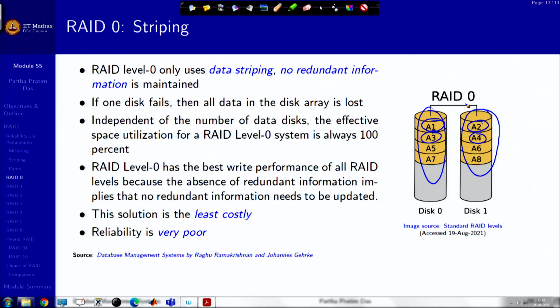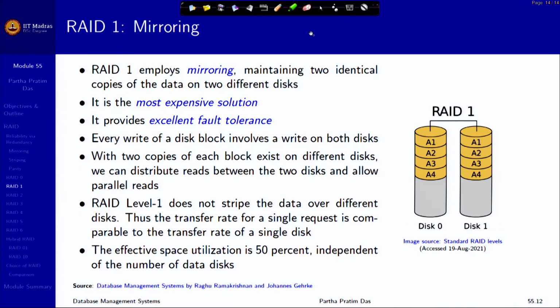So, the space utilization is 100%. Whatever disk space you have, you are able to use it, as you are not keeping any redundant information. It has the best write performance because you can write to 2 disks in parallel, and certainly it is the least costly, but the reliability is of course poor because you are using neither parity nor any kind of mirroring. So, that is RAID 0. We will see in what context which kind of RAID level will be used.